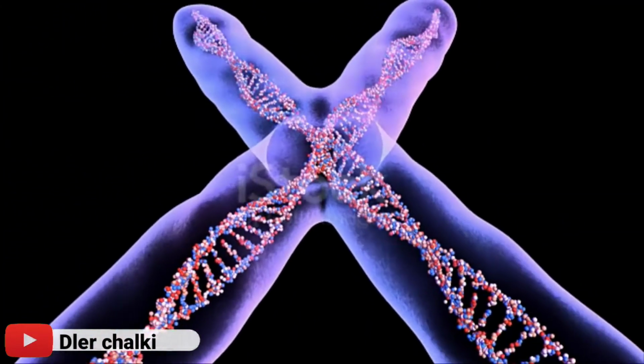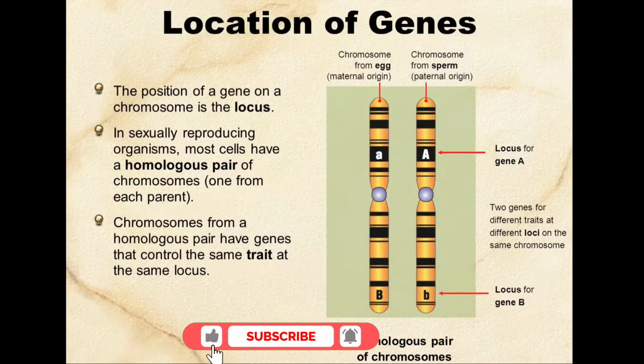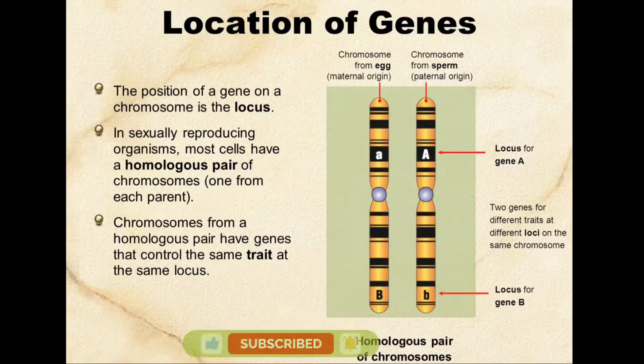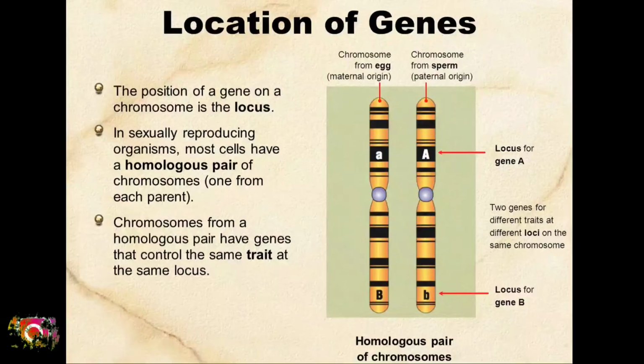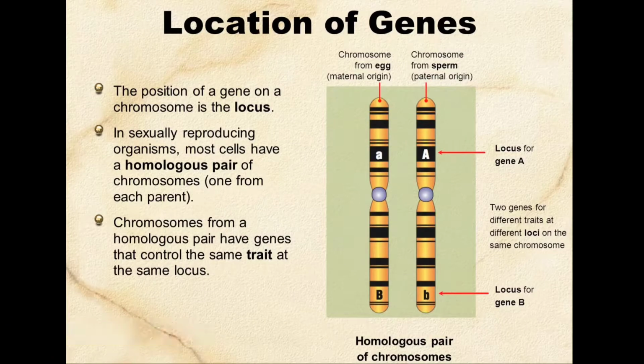I am Diler and today I'm going to talk about chromosome mapping and mutations. The farther apart two genes are located on a chromosome, the more likely crossover will occur, and the greater the percentage of F2 offspring showing recombinant traits. The farther apart the genes for those traits must lie on a chromosome.